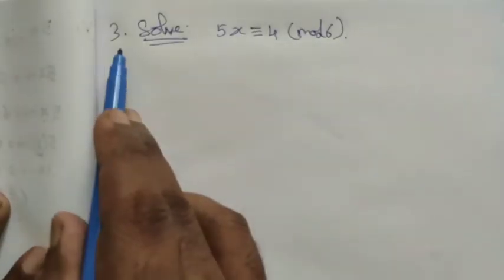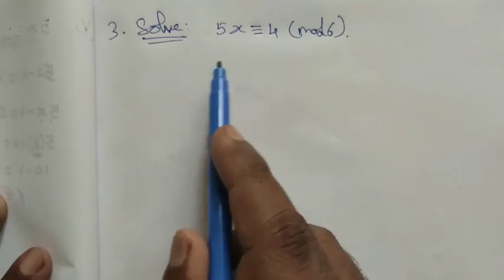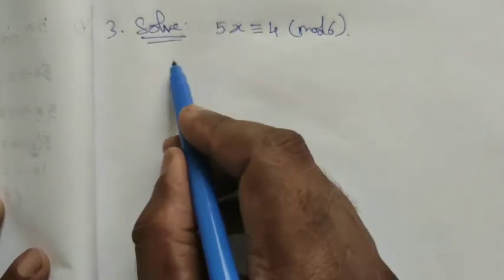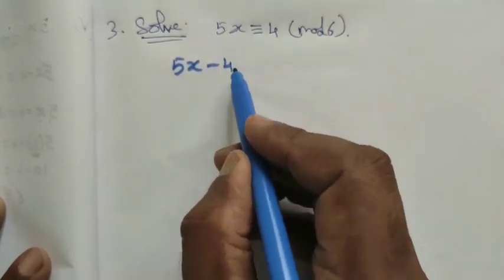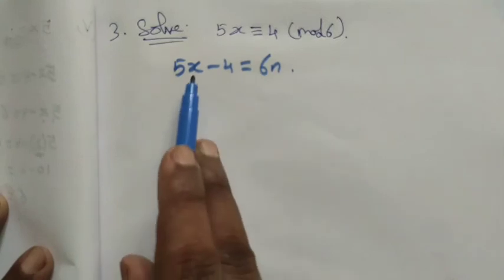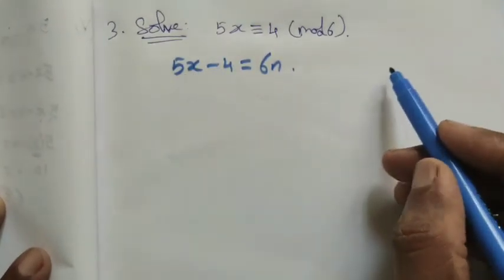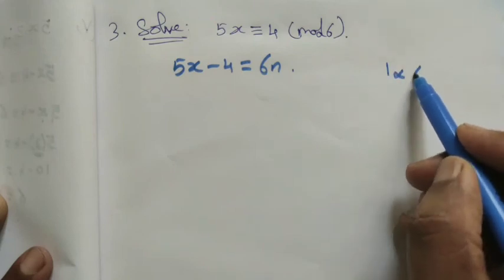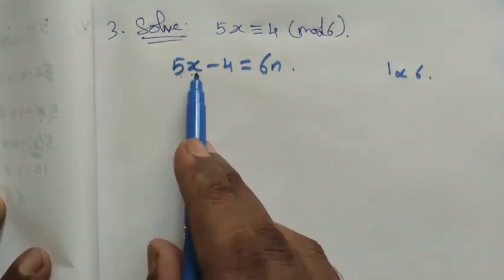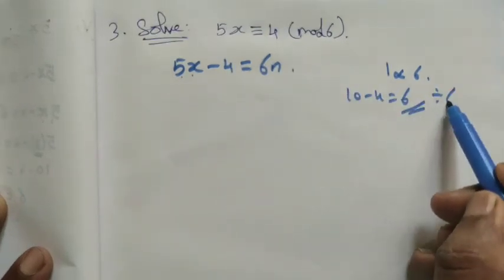Let's see question number 3. Solve 5x congruent to 4 mod 6. This is the same repeated sum; we have already seen it in question number 1. We take the same steps. Take 5x minus 4 is equal to 6n. If we give x equal to 1, what do we get? 5 ones are 5, minus 4 is 1, which is not divisible by 6. Next I give x equal to 2. 5 twos are 10, 10 minus 4 is equal to 6, which is exactly divisible by 6.